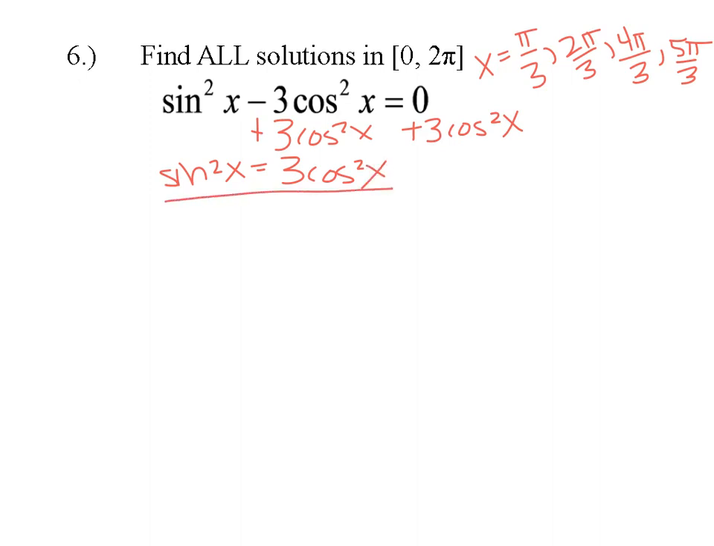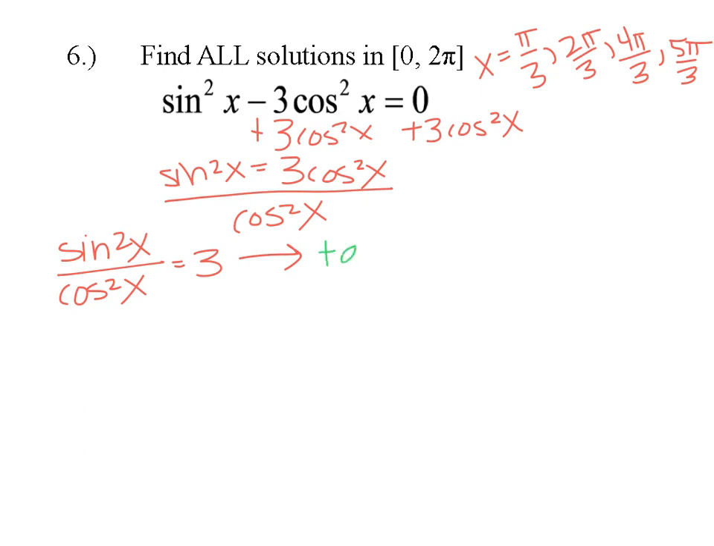Then we are going to divide by cosine squared of x. So we end up with sine squared over cosine squared equals 3. Now, we've done enough of these tangent problems. Hopefully you're kind of starting to see where this is going. So next we're going to look at, okay, if you're doing a sine over cosine, it's usually tangent. So sine squared over cosine squared is going to be tangent squared. And that's equal to 3.